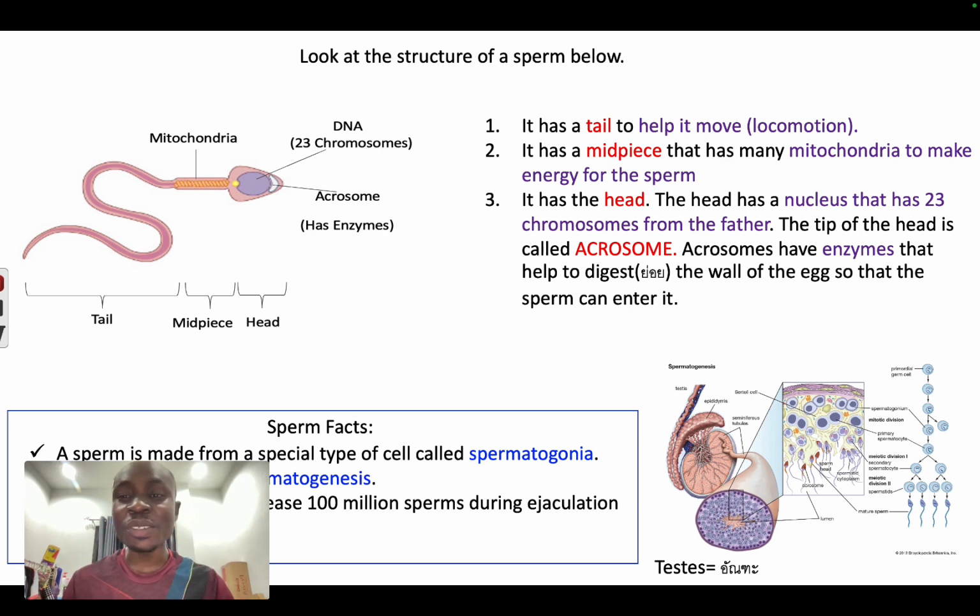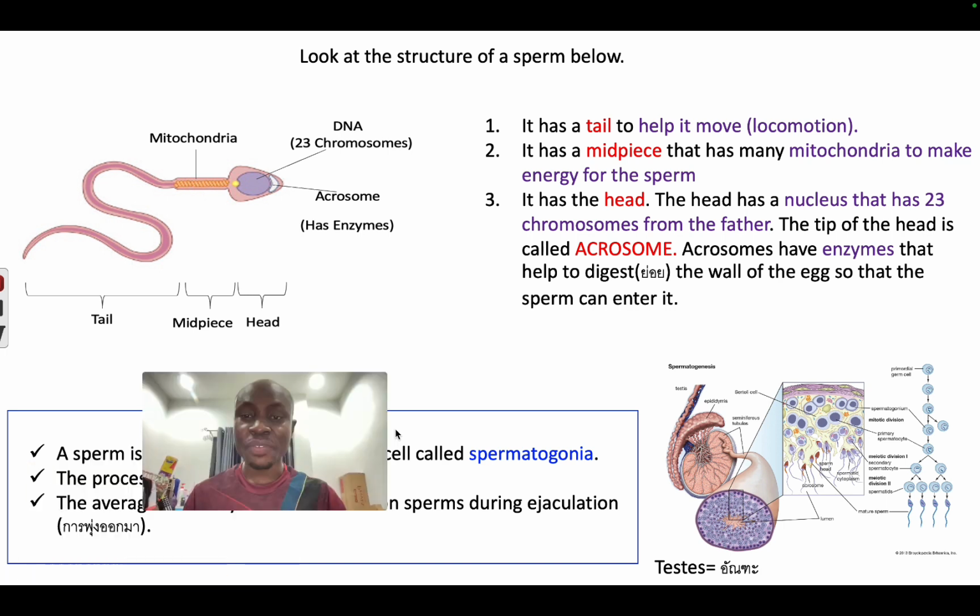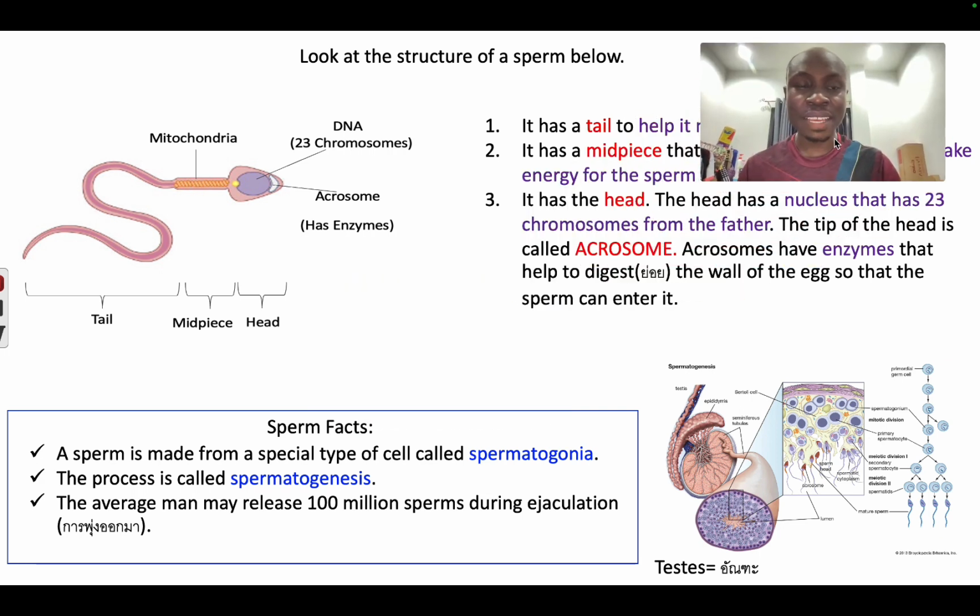The tip of the head we call the acrosome. The acrosome has hydrolytic enzymes, which help to break down or digest the wall of the egg so that the sperm can enter the egg. Okay, very good. Now some facts about sperm.